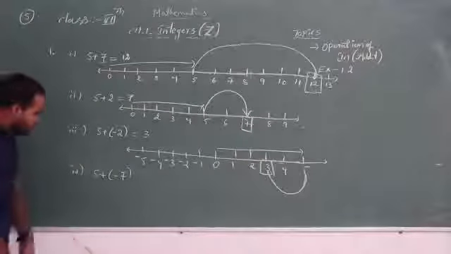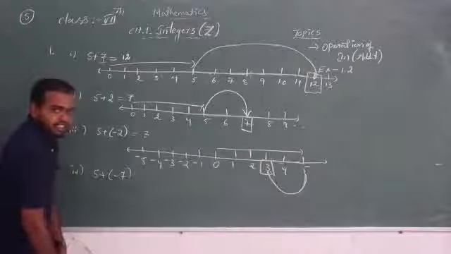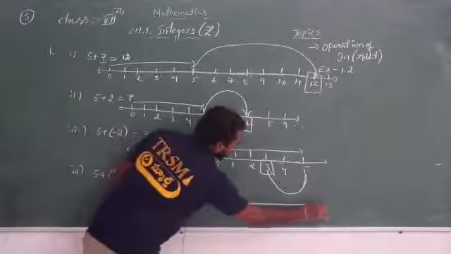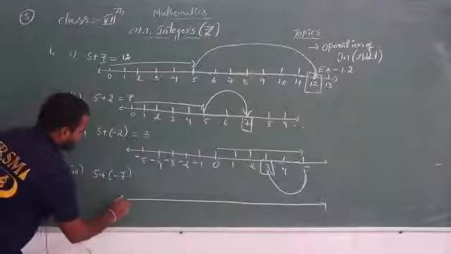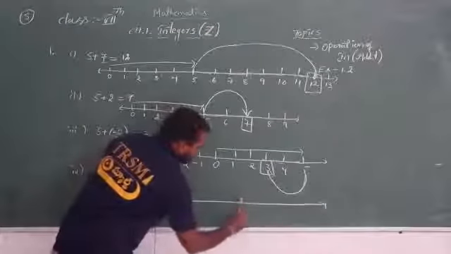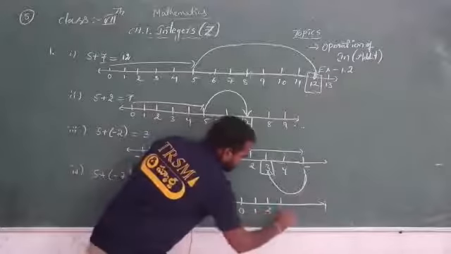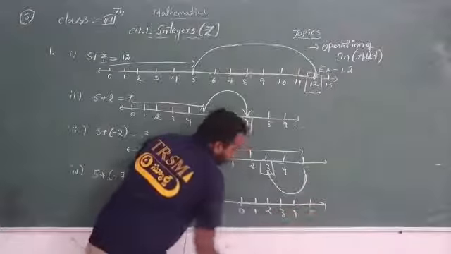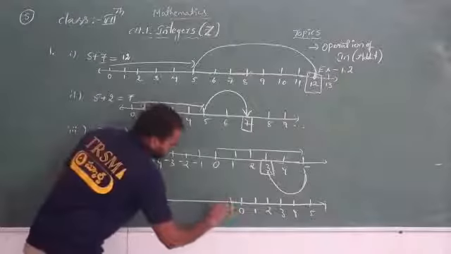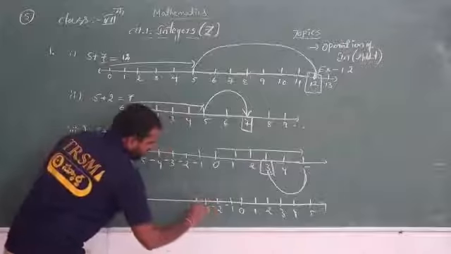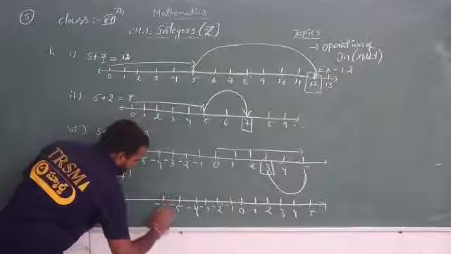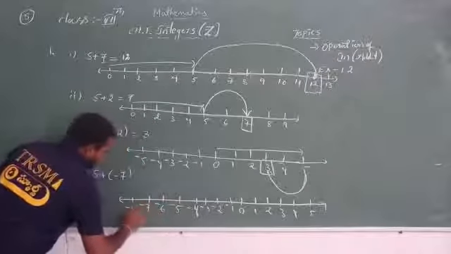Okay, now see the next number. 5 plus minus 7. Same, first we will take a number line, with positive numbers and negative numbers. So 0, 1, 2, 3, 4, 5. Next, what are the negative integers? Minus 1, minus 2, minus 3, minus 4, minus 5, minus 6, minus 7, minus 8 and so on.